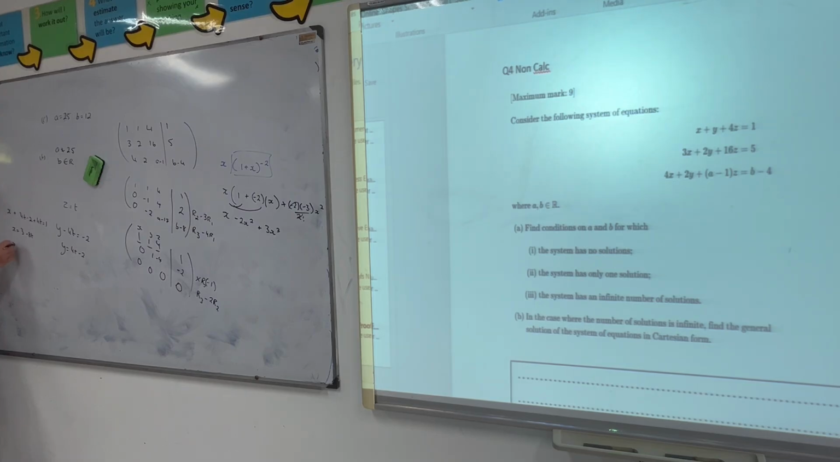So we rearrange: x minus 3 all over negative 8, or some version of that, is equal to t. This one will be y plus 2 over 4, which is equal to z. This is the general solution.